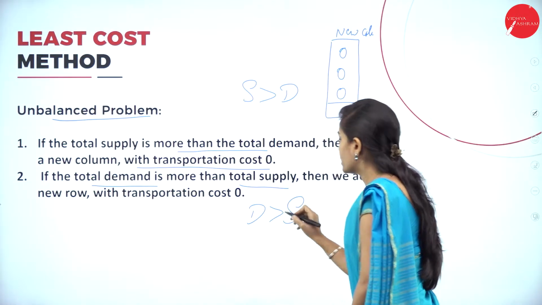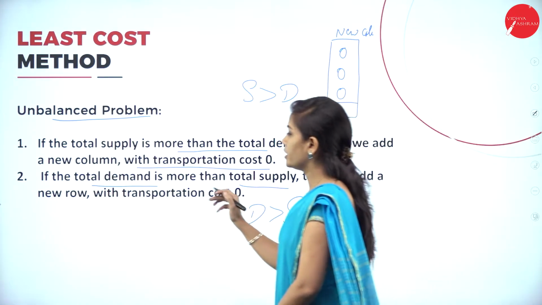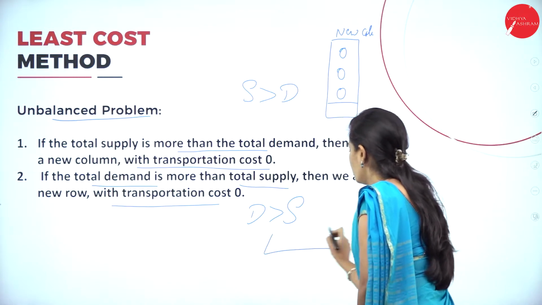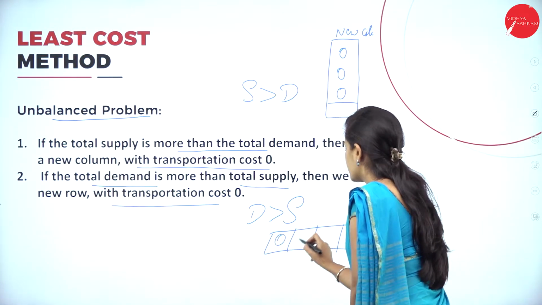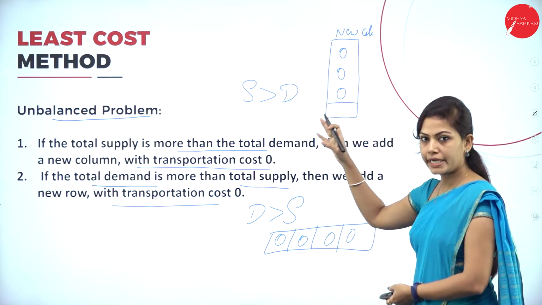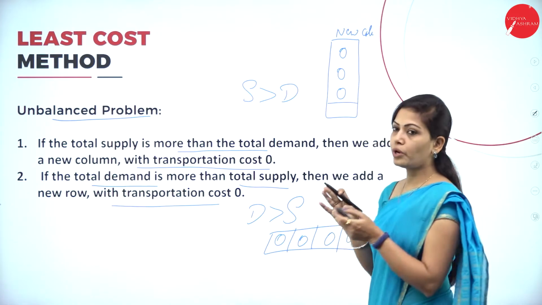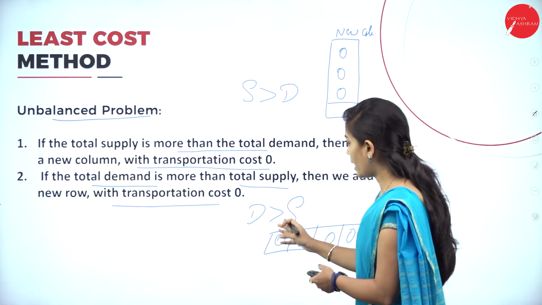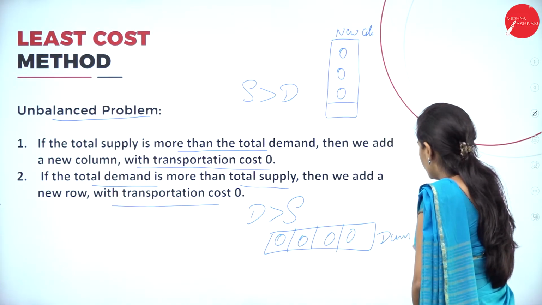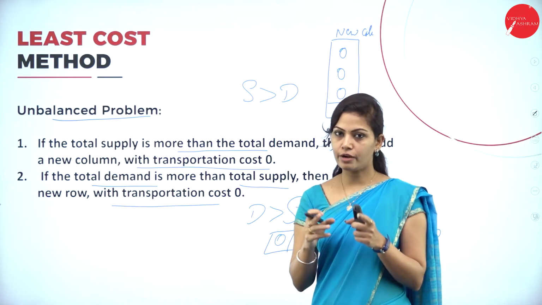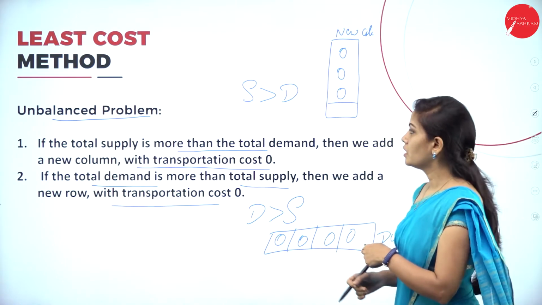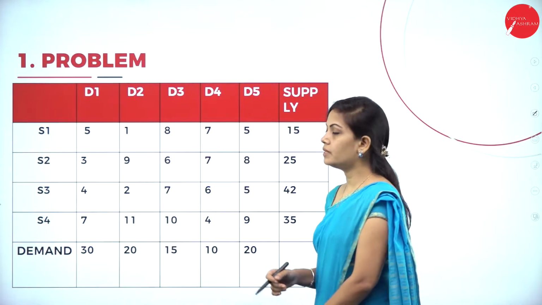then we add a new row with transportation cost 0. If your supply value is greater than demand value, we have to add a new column. And if your demand value is greater than supply value, we can add a dummy row. This technique we have to use when you get an unbalanced problem. We can apply this method. So let us understand with an example.